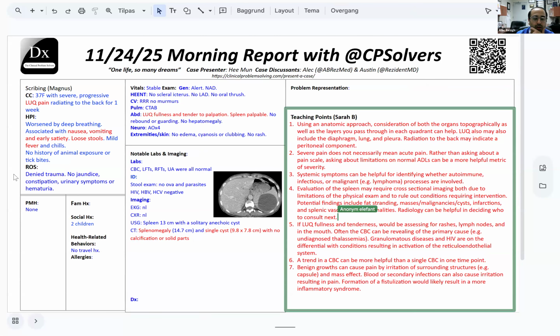And then I definitely would be interrogating the CBC a little bit more, interrogating their exposures and past medical history, and then deciding from there, are we going to get a blood test to figure this out, or are we going to have to call our interventional radiology doctors to sample this? So yeah, Heman, I'd love to hear more.